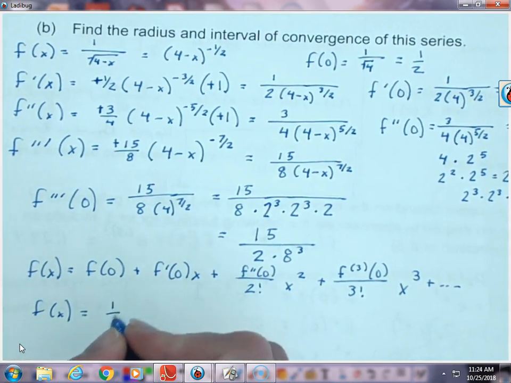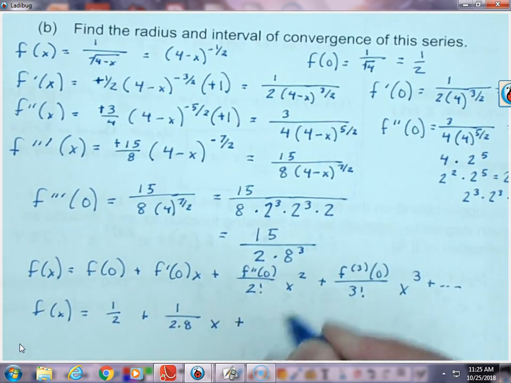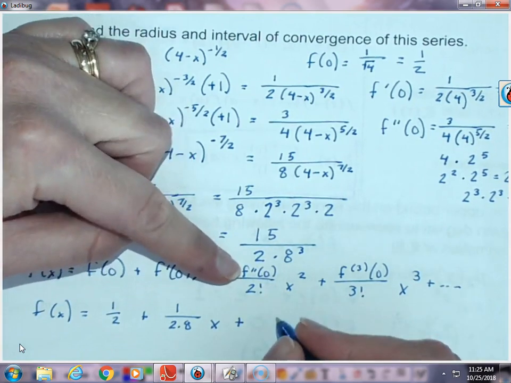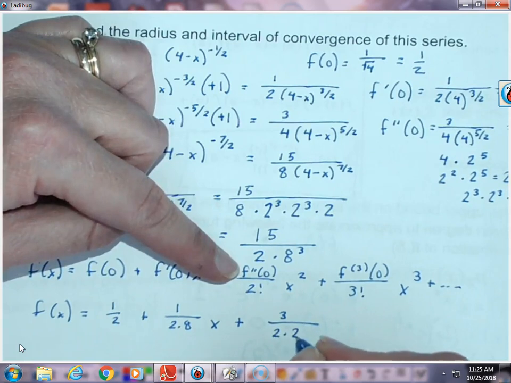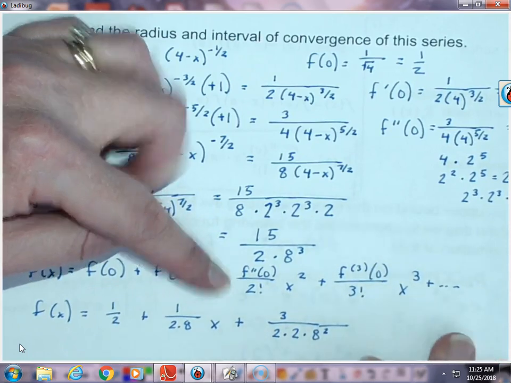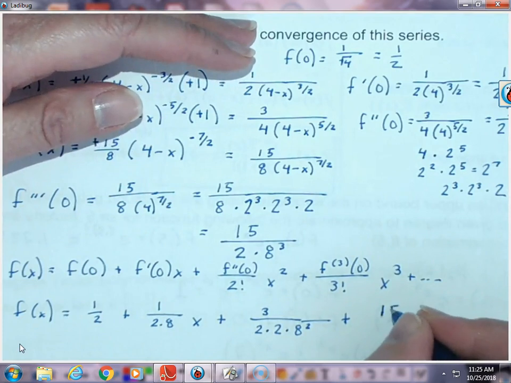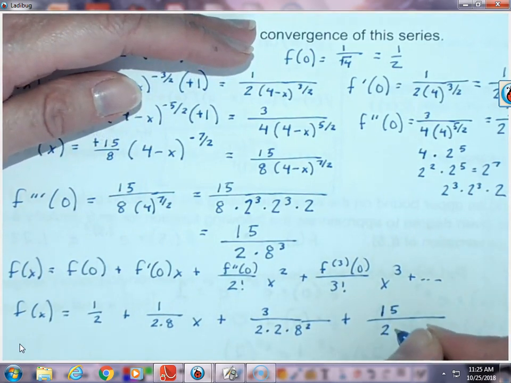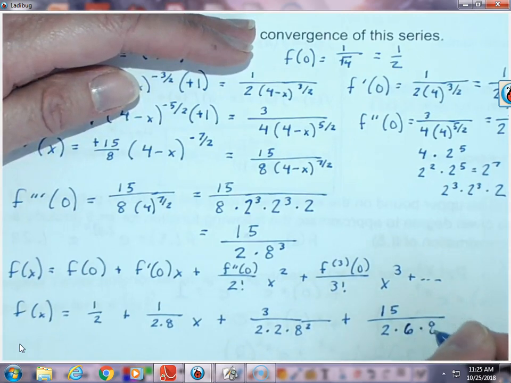F of 0 was a half. I'm going to leave it just like I had it. 1 over 2 times 8x. And then this one was 3 over, and I'm just going to put my 2 2's, the 2 factorial and this. And then this one was 15, and I'm going to have 3 factorial is what? 6, and the 8 cubed.